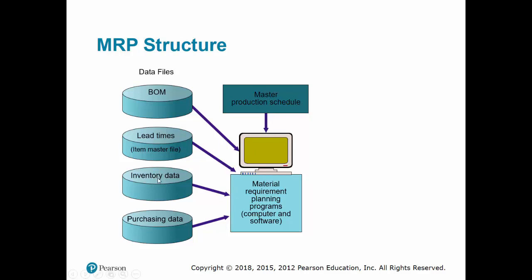Then there is inventory data. Some of these parts are probably already produced and we probably have some in stock. So just because an item is needed, you need not immediately produce that item. You have to first check whether there are any parts available in stock. If there are, then you use them, and if not, then you order the balance. So you need to check the inventory data.